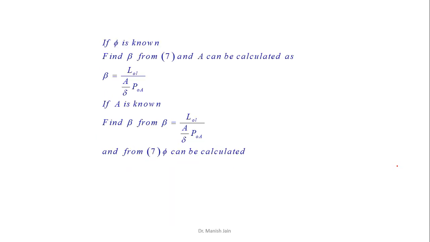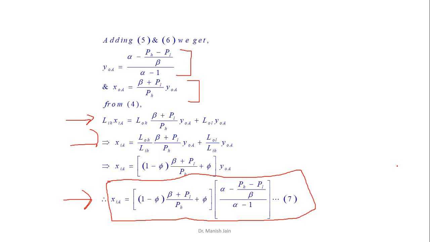This equation is in terms of stage cut phi. So how does this phi come? Here you have the HOH minus LOL. When you divide these two equations by LIH, then you will get the phi term, and here it is multiplied by LIH. This phi is the stage cut, and beta is a function of stage cut and membrane area.